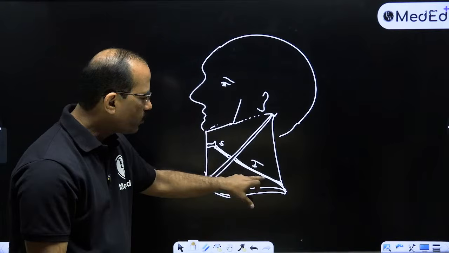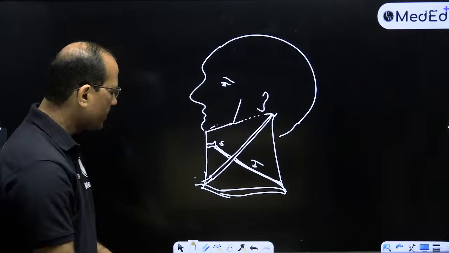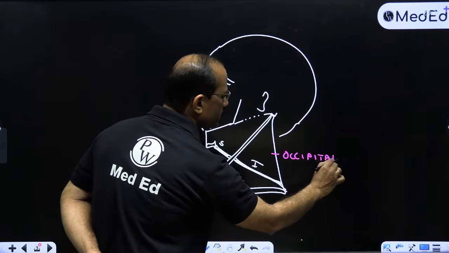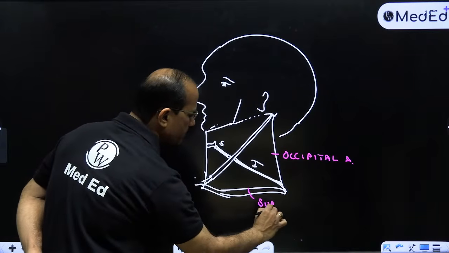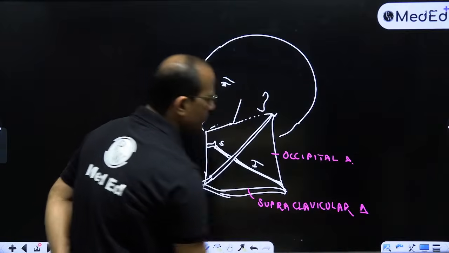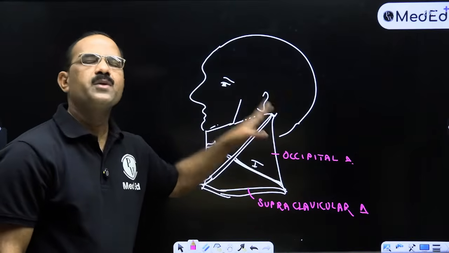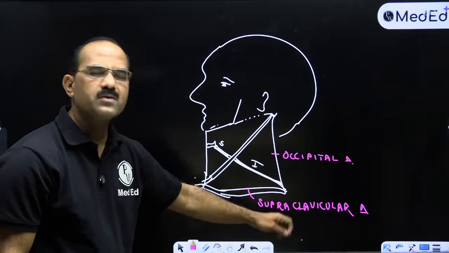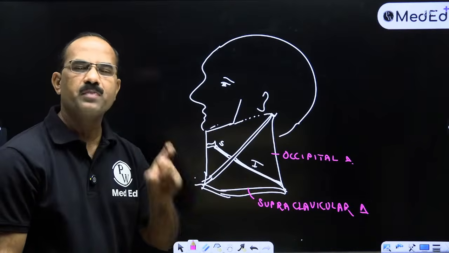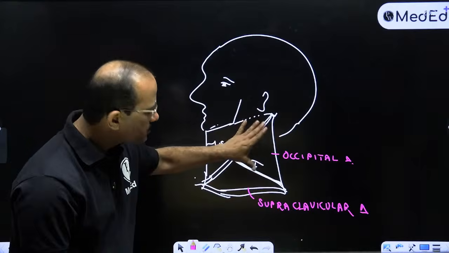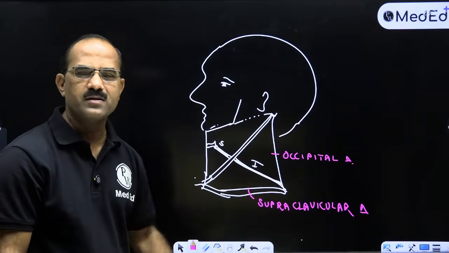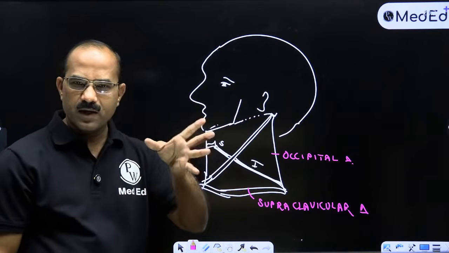The inferior belly of omohyoid divides this posterior triangle into a larger occipital triangle, and this will be the supraclavicular triangle. Okay, so the boundaries of the posterior triangle are clear. The posterior triangle: anteriorly sternocleidomastoid, behind is the trapezius, below is the clavicle. It is further subdivided into two triangles by the inferior belly of omohyoid. This becomes the occipital triangle, and this becomes the supraclavicular or the subclavian triangle. Subclavian, fine.